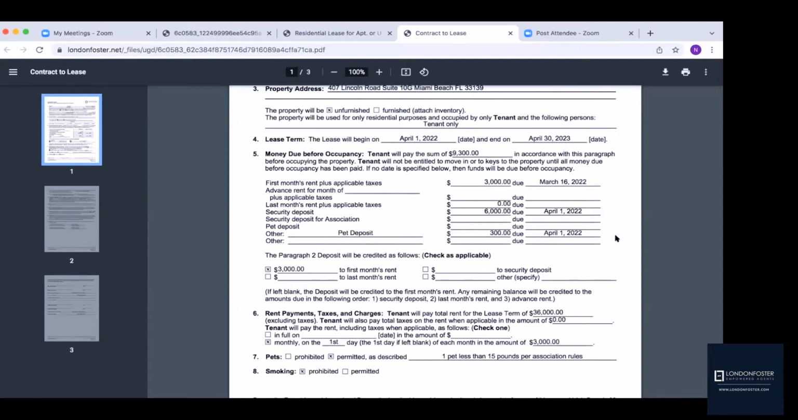So always make sure that your clients write out those money orders or checks or deposits or whatever you want to call it correctly. Again, first month to London Foster, last month and security to the landlord. Any additional security must go directly to the management company. Always require that they give you a personal check, a money order, a cashier's check. You are never to touch, accept, even look at cash. So just be very, very careful.